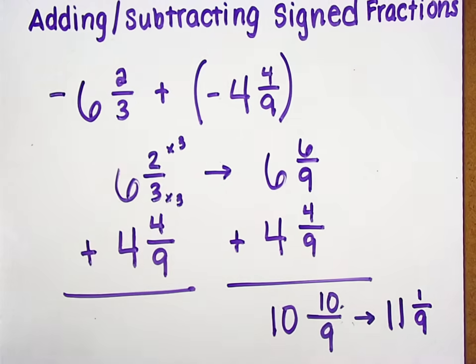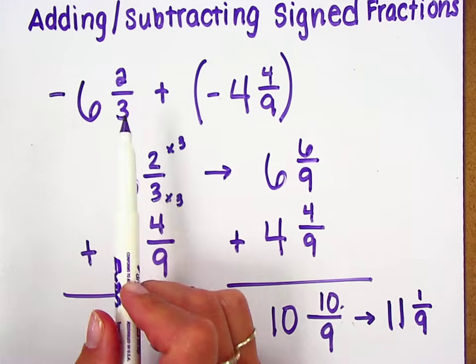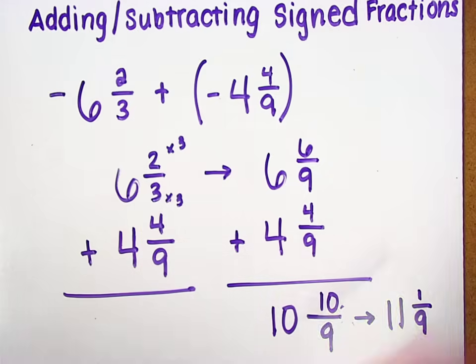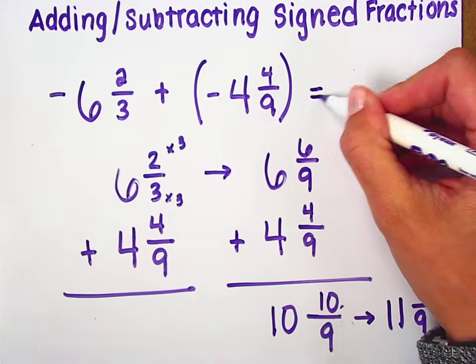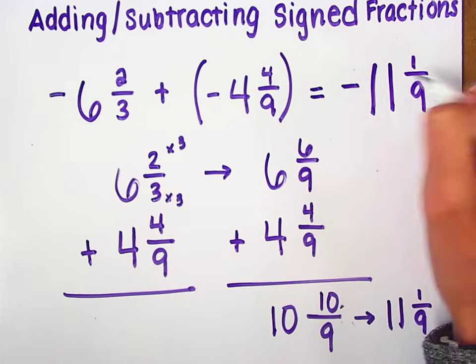Once you have finished actually doing the math, we have to go back and make sure we have the correct sign with our answer. In this case, since the signs were the same and they were both negative, we know we're going to keep the sign in our answer the same. So my answer should be negative 11 and 1/9.